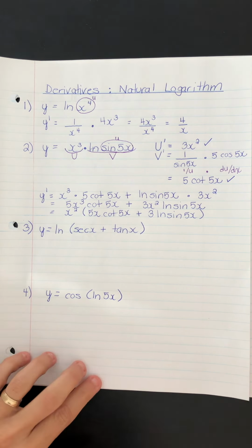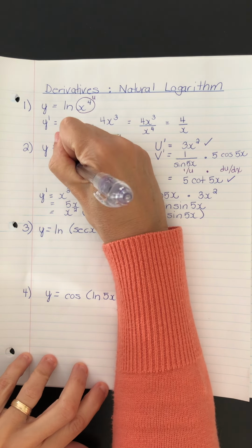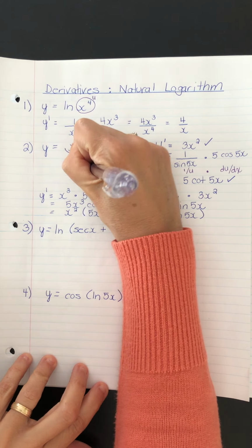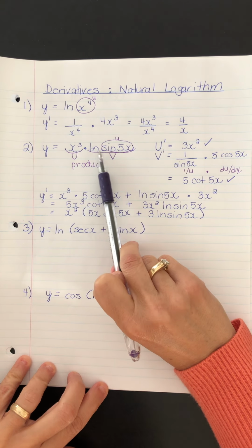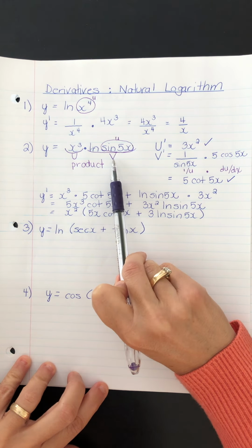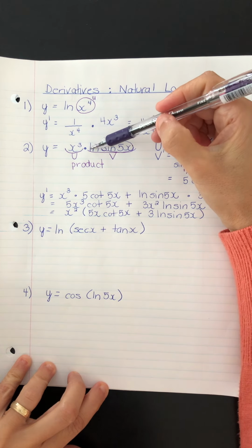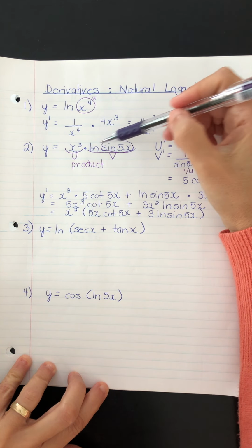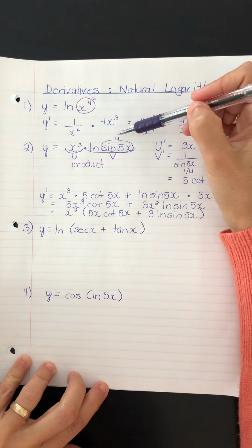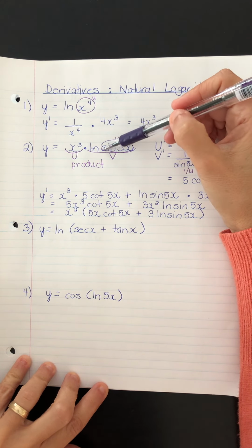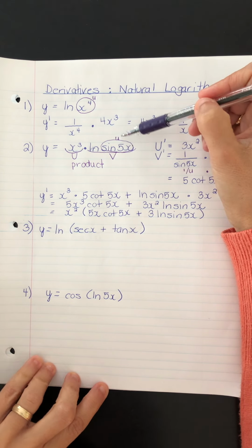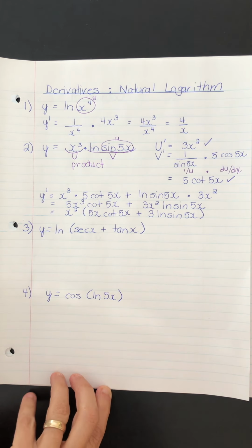Okay, so overall, question 2 was considered a product. And in forming the derivative of v, we had to consider this function to be a natural logarithm. This was like a composition of functions. The sine of 5x was the argument of the logarithm.